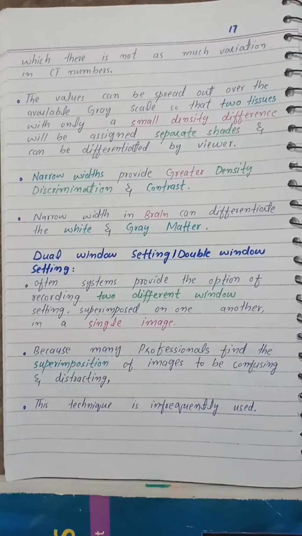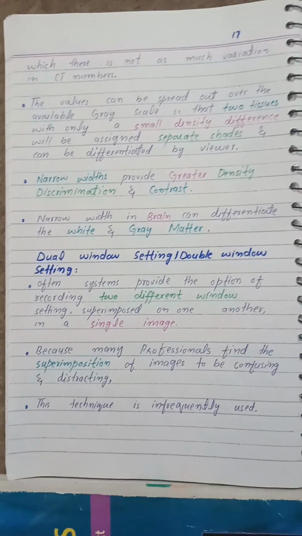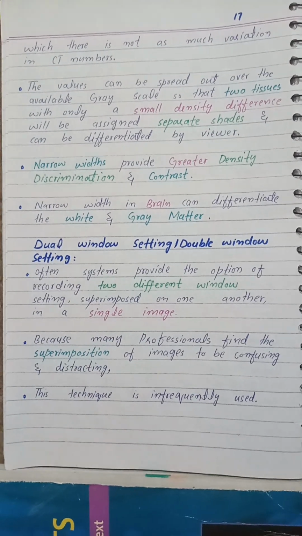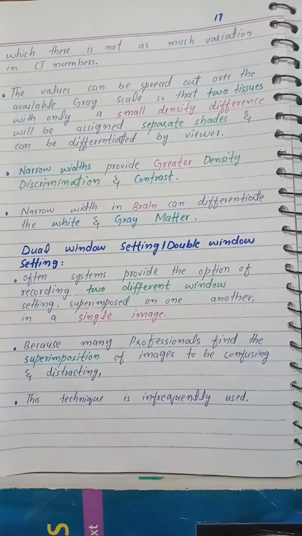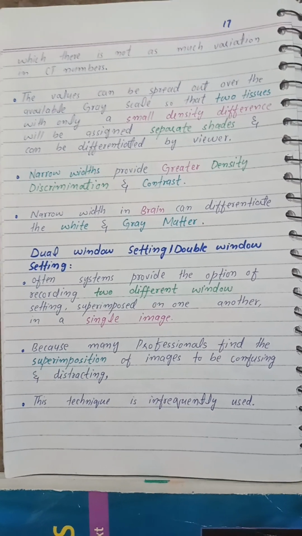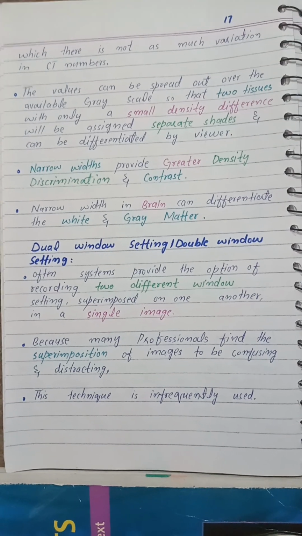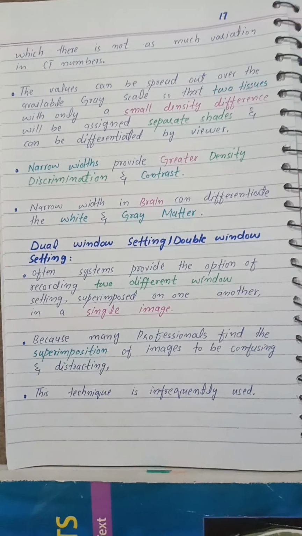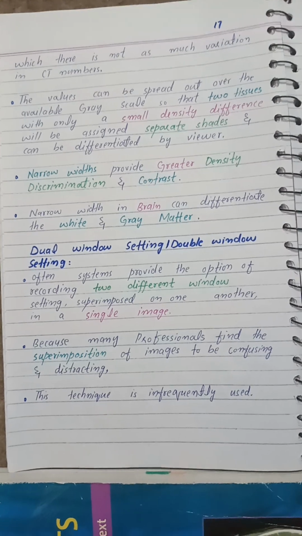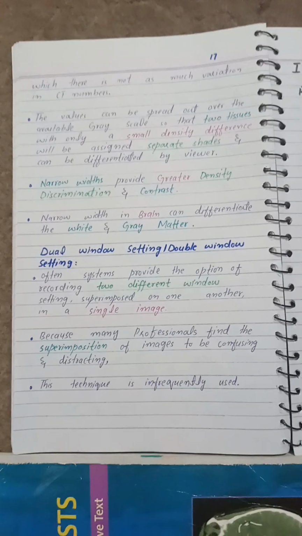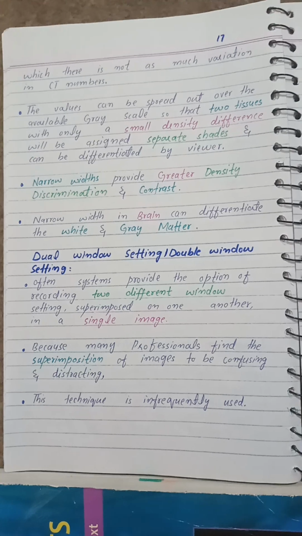The values can be spread out over the available grayscale so that two tissues with only a small density difference will be assigned separate shades and can be differentiated by the viewer. Narrow widths provide greater density discrimination and contrast. A narrow width in the brain can differentiate the white and gray matter.